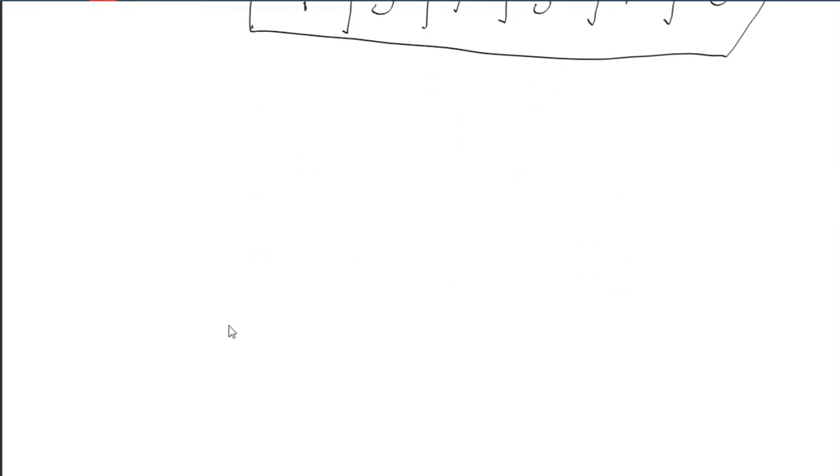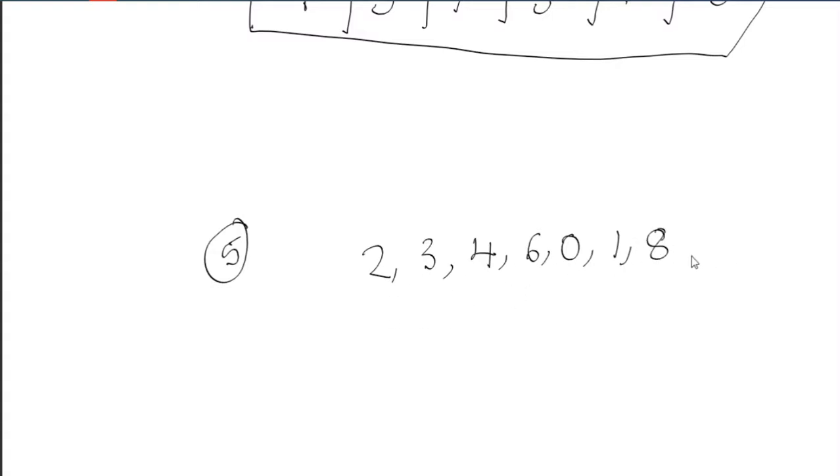Okay, fifth example. So this time I will choose 7 digits. So what are those digits? 2, 3, 4, 6, 0, 1, 8. So I chose these 7 digits. How many digits are there? 7 digits. So you have to write the 7 places.